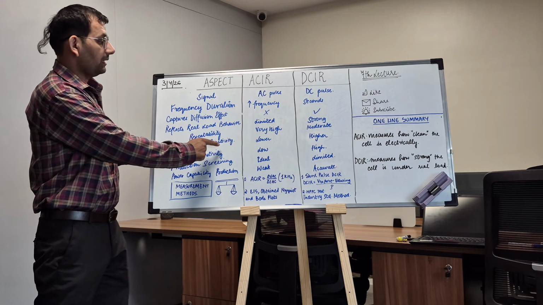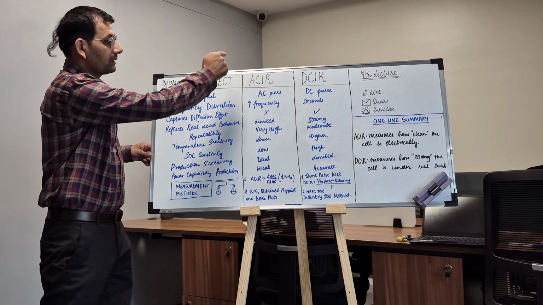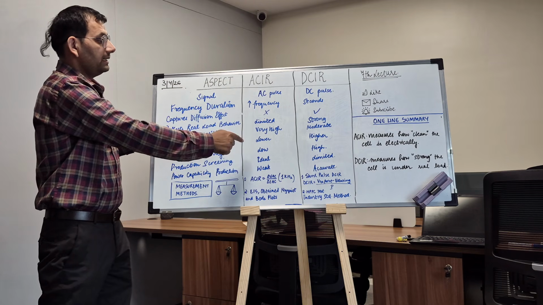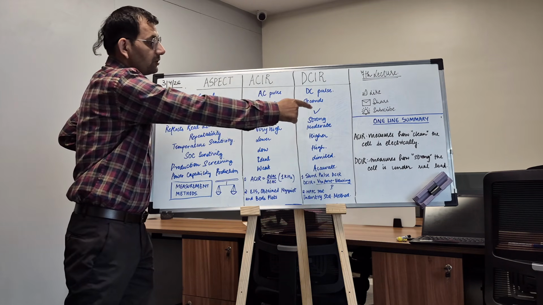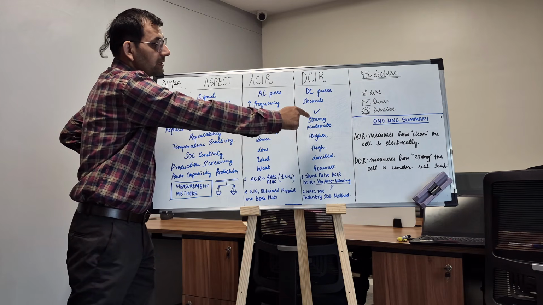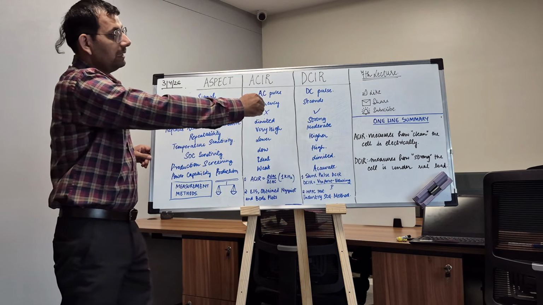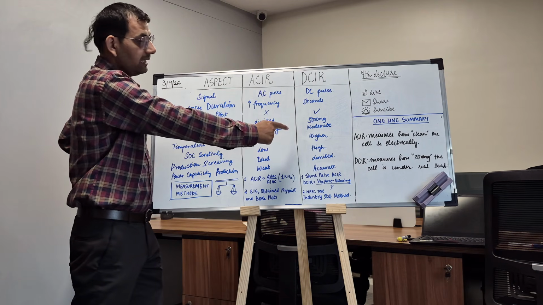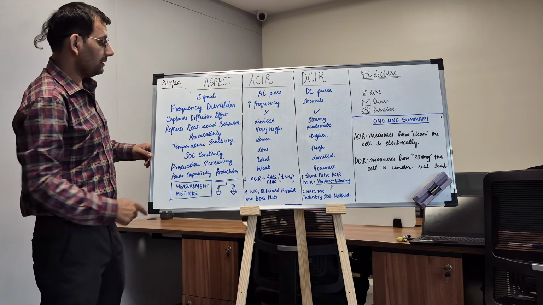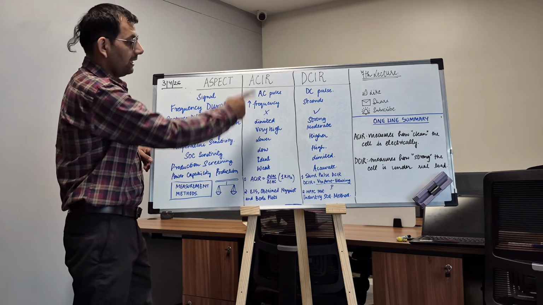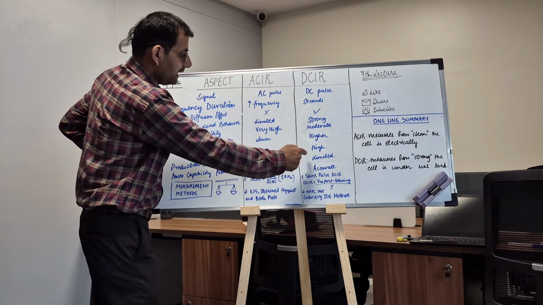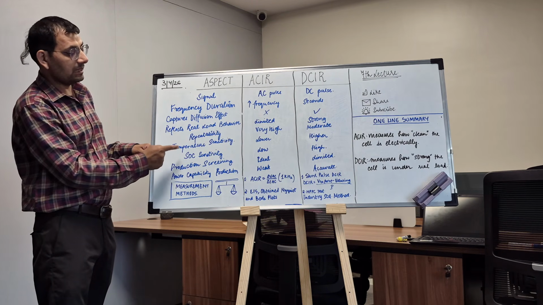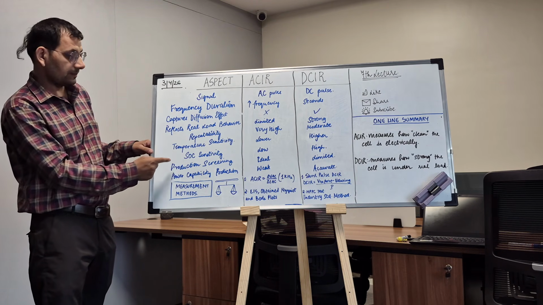Temperature sensitivity: if I compare ACIR and DCIR, ACIR has lower temperature sensitivity, but DCIR has higher sensitivity to temperature. It is a variable quantity with respect to SOC and SOH of the cell. SOC sensitivity: ACIR has low SOC sensitivity, but DCIR has high SOC sensitivity. SOC means state of charge of a cell.